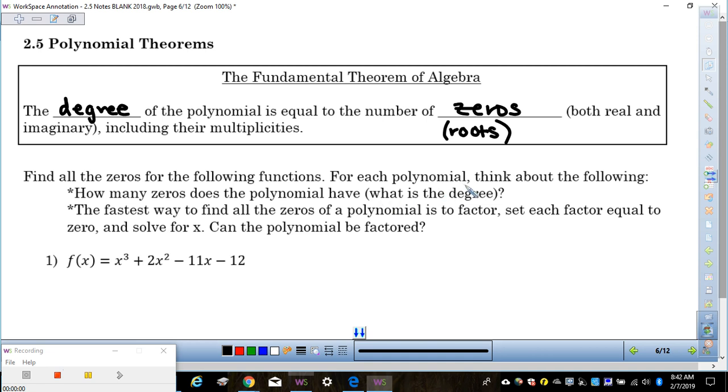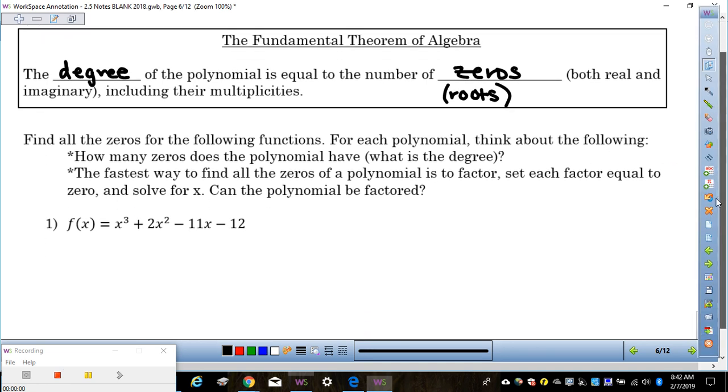So for each polynomial, some things that we're going to think about is first, how many zeros does the polynomial have? And according to this fundamental theorem, we're just looking at what is the degree. And second, the fastest way to find all the zeros of a polynomial is to factor, set each factor equal to 0, and solve for x. So we're going to ask ourselves the question if the polynomial can be factored. If yes, that's how we will move forward. If not, we'll see here in a moment some other things that we can do.